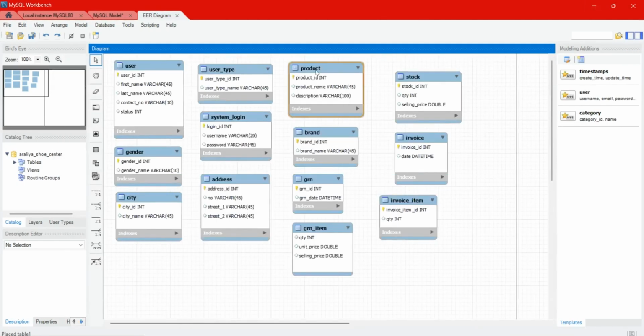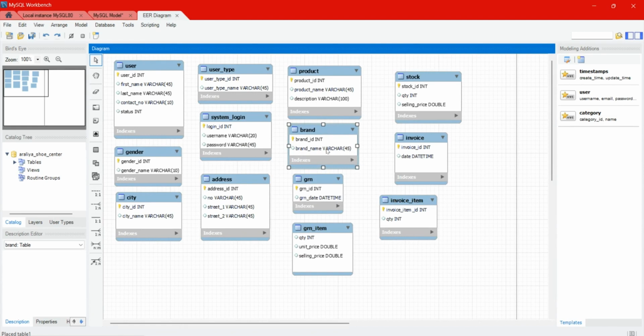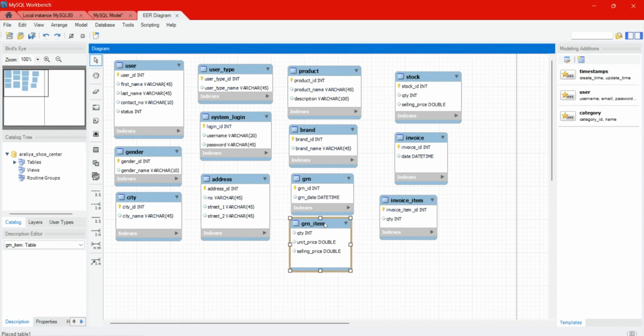When we look at the product table, first of all we created the product table. There are 3 columns in this table: product ID, product name, and description. And the brand table also has 2 columns: brand ID and brand name. After that, when we come to the GRN table, there are 2 columns: GRN ID and GRN date. If you see the GRN date column, we have given a data type called datetime. This data type helps us to keep the date and time.